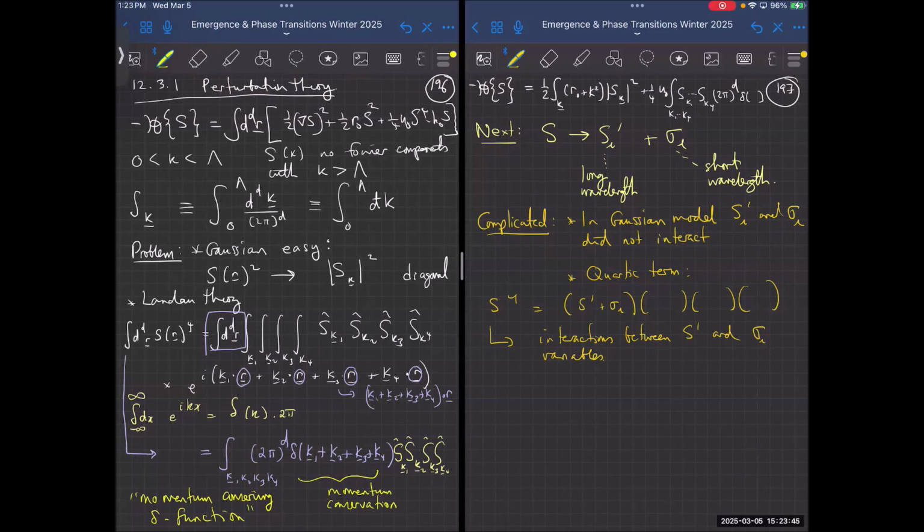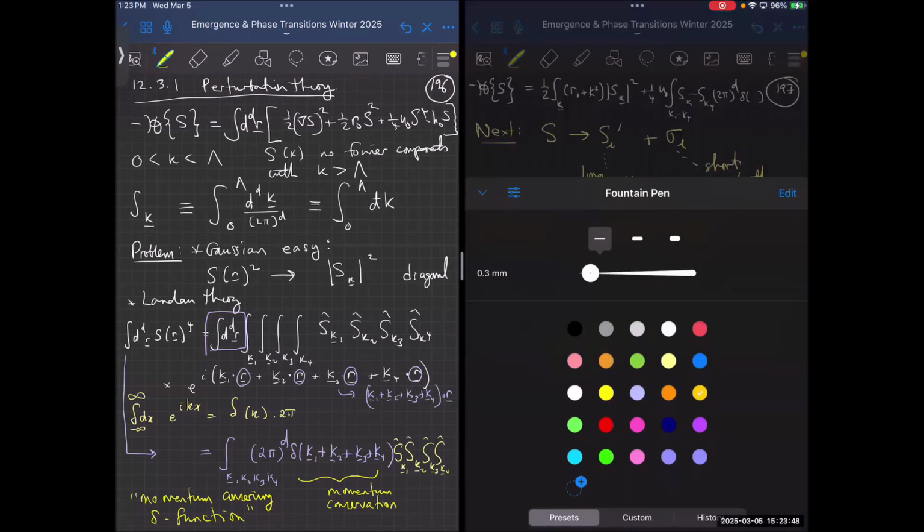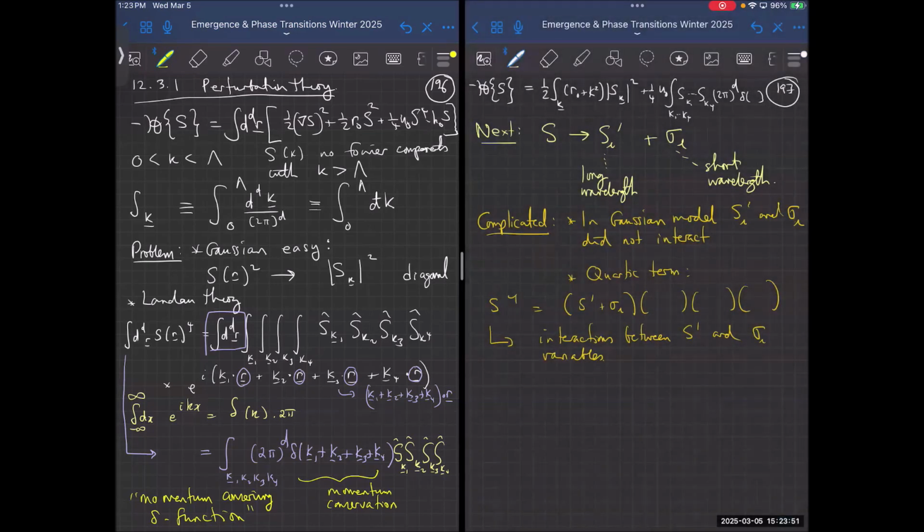So what's going to happen is that the end result of all of this is going to be that our effective Hamiltonian, or in terms of S, is going to end up looking like this. It's going to end up having a part that just depends on S prime. It's going to have a part that just depends on the short wavelength variables, the sigma. And then there's going to be a part, which I'll call V, which depends on the interactions between the S prime variables and the sigma variables, the long wavelength and the short wavelength parts.